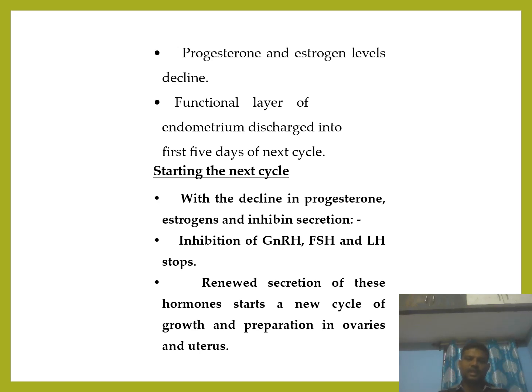In the next cycle, with the decline of progesterone, estrogen and inhibin concentration, inhibition of gonadotropin releasing hormone, follicle stimulating hormone and luteinizing hormone stops. Renewed secretion of these hormones starts a new cycle of growth and preparation of the ovaries as well as the uterus.